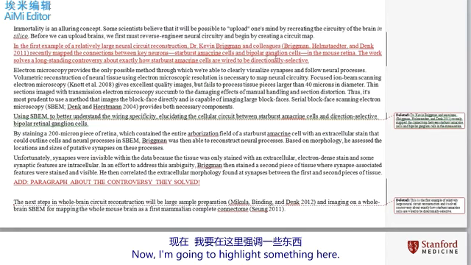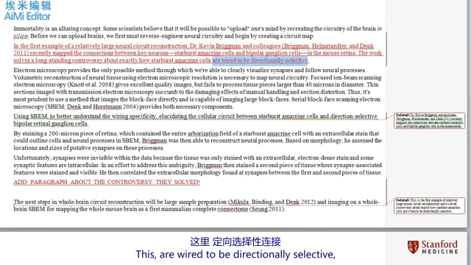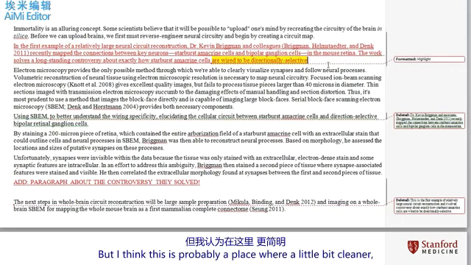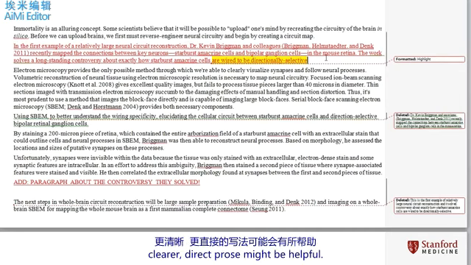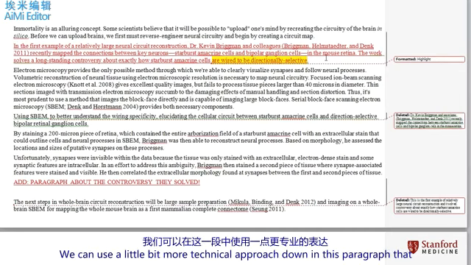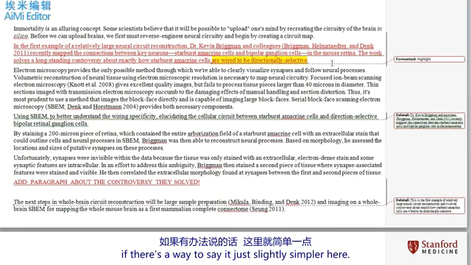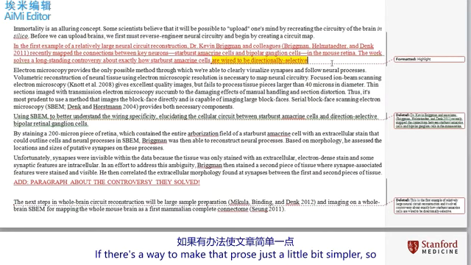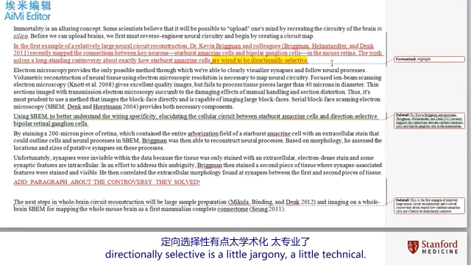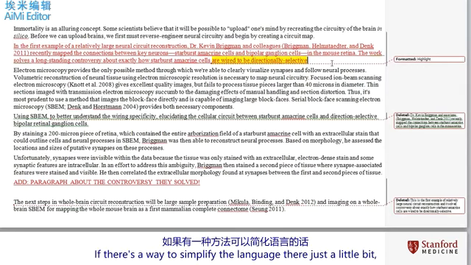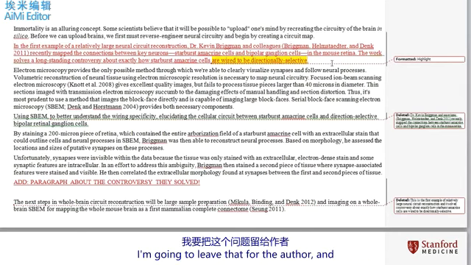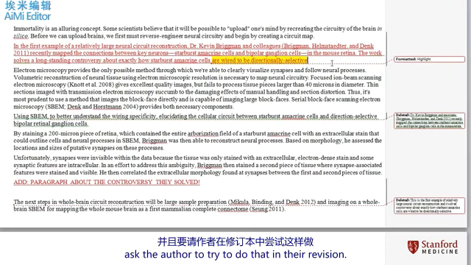Now, I'm going to highlight something here. This, are wired to be directionally selective. I can kind of guess what the author means here, but I think this is probably a place where cleaner, clearer, direct prose might be helpful. We can use a little bit more technical prose down in the paragraph that the author's going to add about the controversy later, but if there's a way to say it just slightly simpler here, directionally selective is a little jargony, a little technical. If there's a way to simplify the language there just a little bit, I'm going to leave that for the author and ask the author to try to do that in their revision.